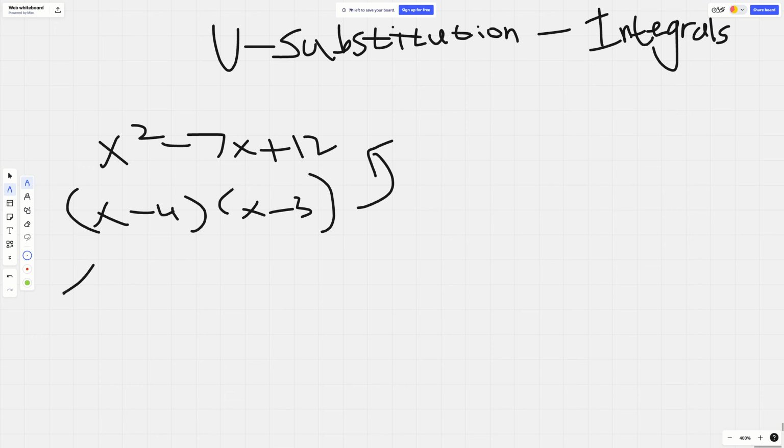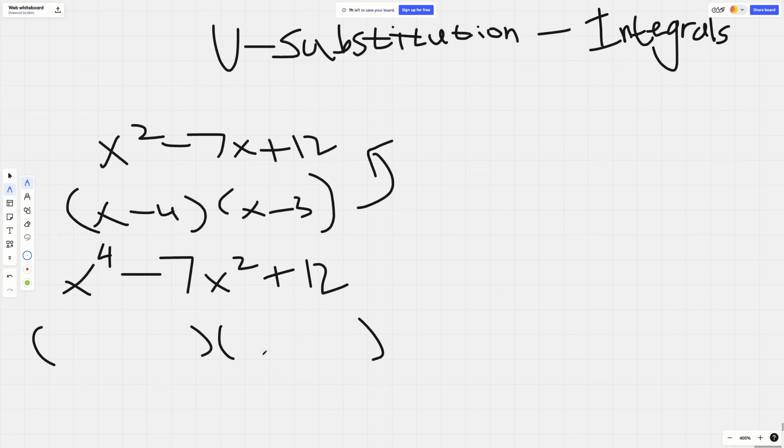But what if we had something like x to the 4th minus 7x squared plus 12? This isn't super easy to see immediately if you don't know the rules behind it. And so you have to think, okay, we still have the same constants, negative 7 and 12, and we still have the same pattern where our degree, x to the 4th, is 2 times greater than the exponent in the second term. Right? There's the same pattern, same constants, same signs. It's just that every exponent from our original equation is being multiplied by a factor of 2.